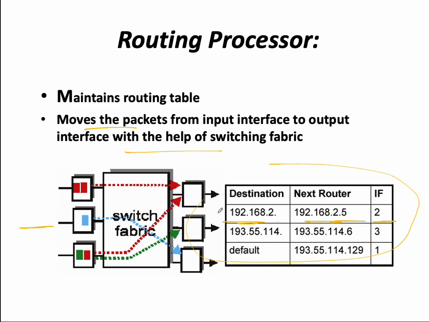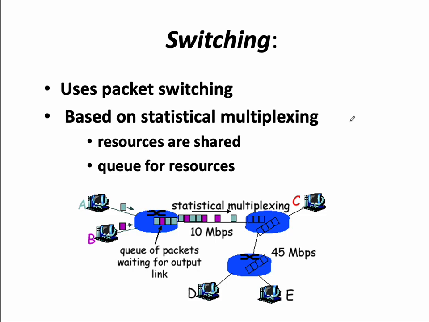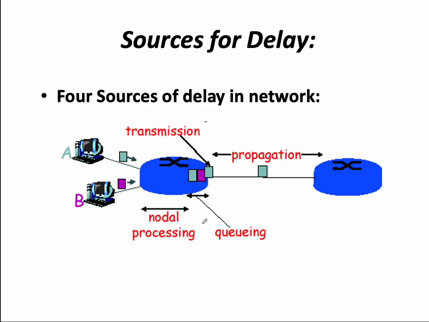And again, there are two common types of routing protocols, distance vector and link state. Distance vector is RIP and link state is OSPF. We'll learn that later in the dynamic protocol section, after one lab. So switching uses packet switching based on statistical multiplexing. Resources are shared and queued for. This is how switching works, right?